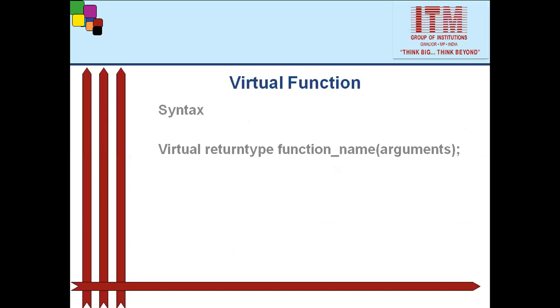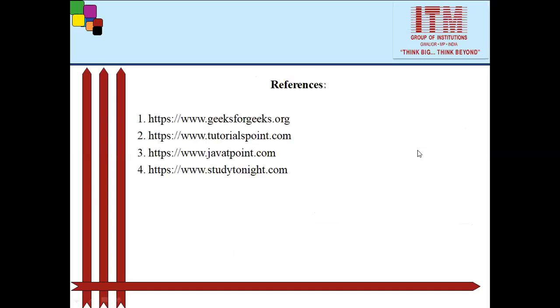This is the syntax for a virtual function. You can see first we have to use the keyword virtual, then we specify the return type of the function, then the name of the function, and finally the arguments. Now we are going to quickly do the program for virtual functions.